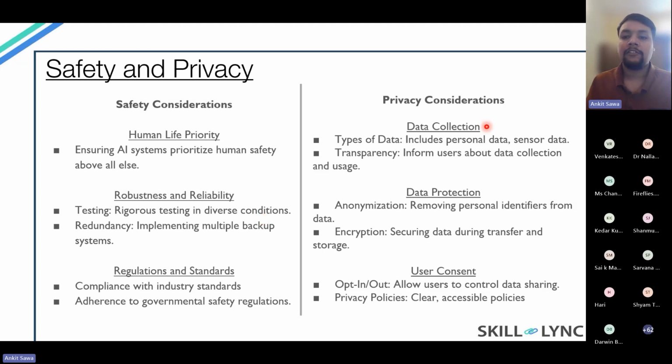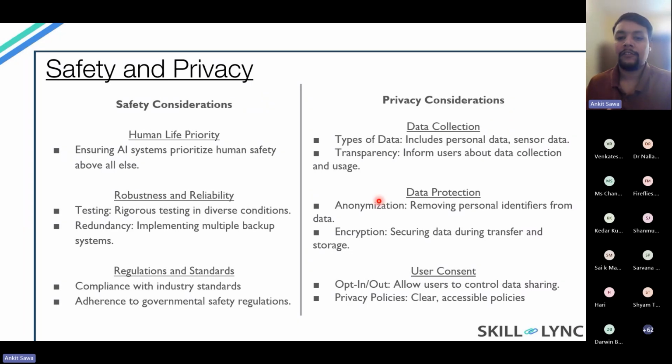Privacy considerations: one very important talk of the town is data privacy. The type of data could include personal data, data from sensors, from machines. Data collection has to be transparent, right? Users should know what type of data is being collected and how it is being processed.